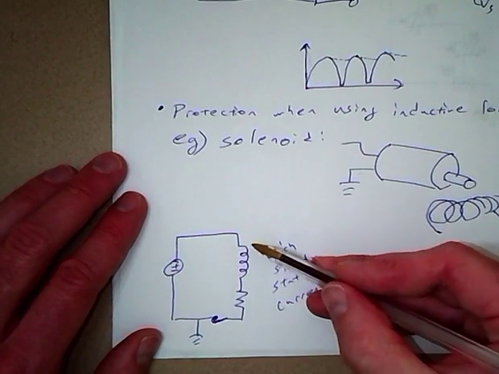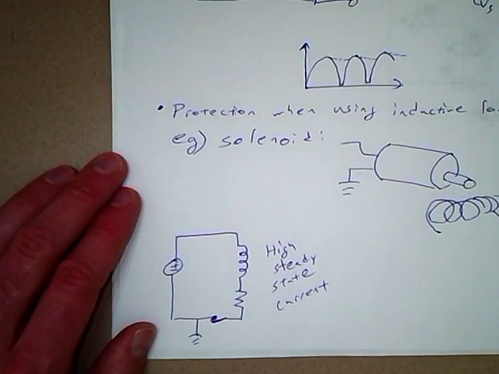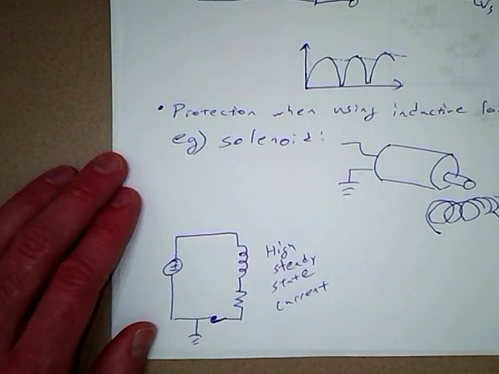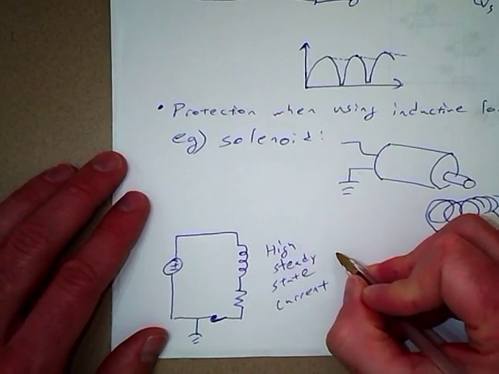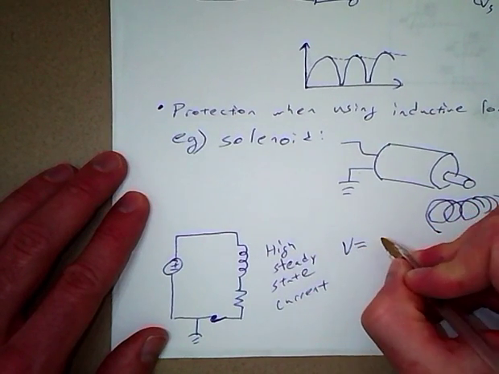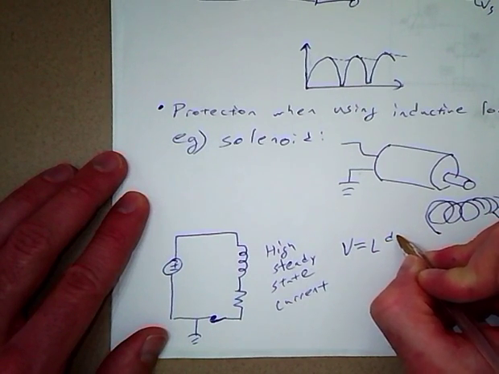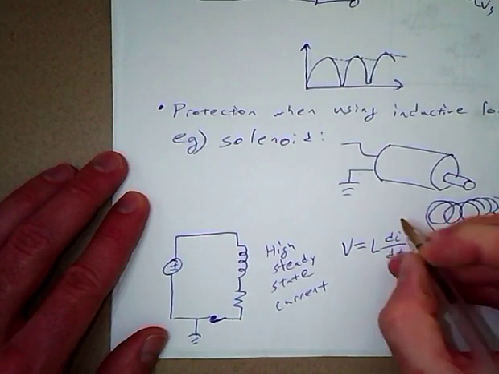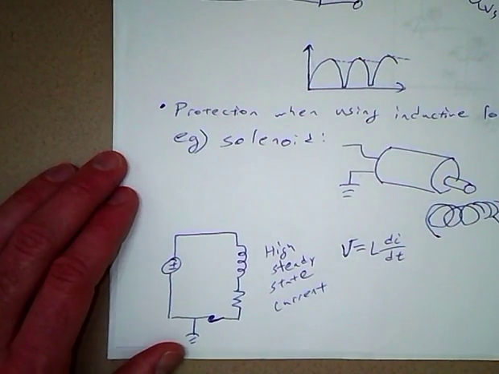Because an inductor opposes changes in current. So at steady state, we'd have low voltage. So here's the equation for voltage in an inductor. It's the inductance multiplied by the time rate of change of the current. So voltage is the inductance times the time rate of change of the current.